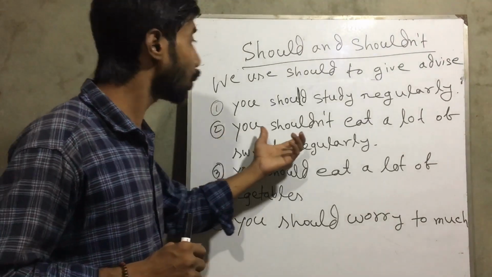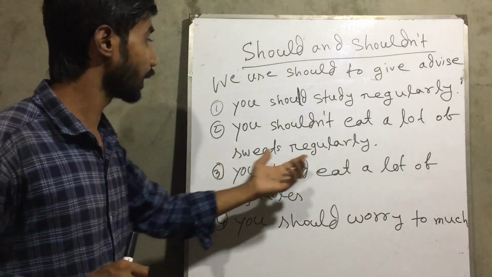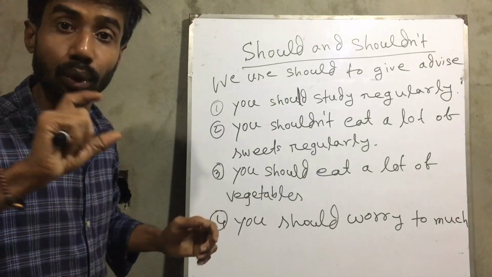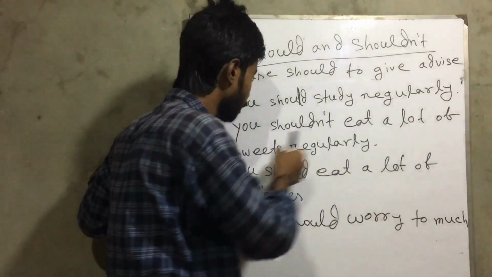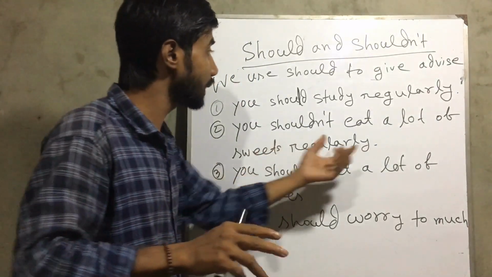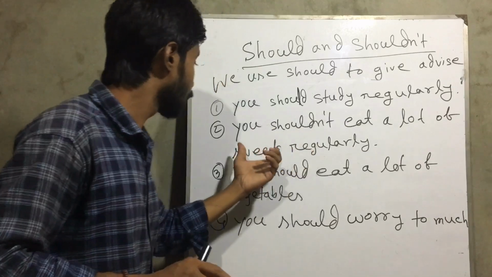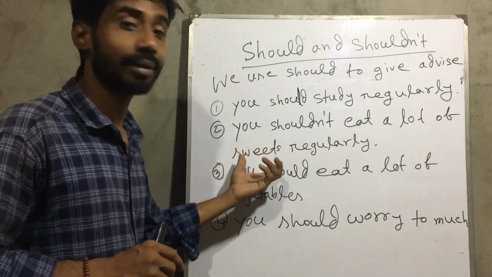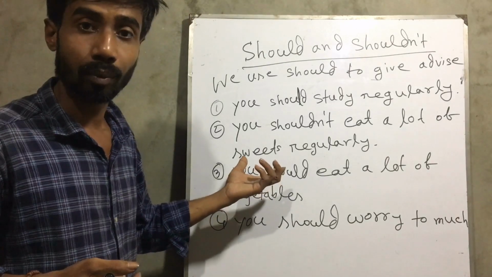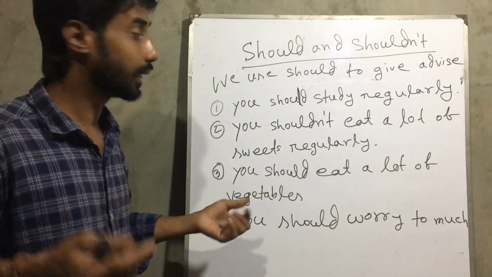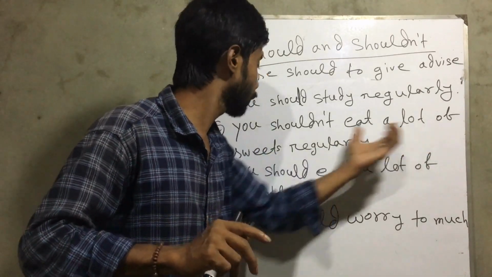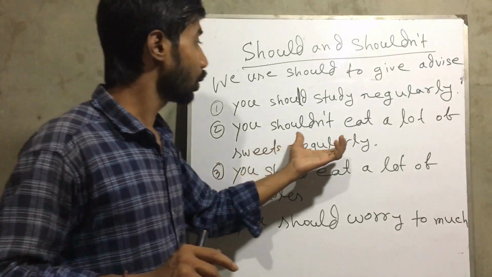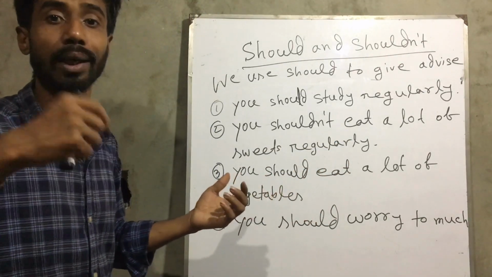Then the other sentence: you shouldn't eat a lot of sweets regularly. This means sweet is harmful for our body. For that reason, someone is saying you shouldn't eat a lot of sweets regularly. So it is also one kind of advice.